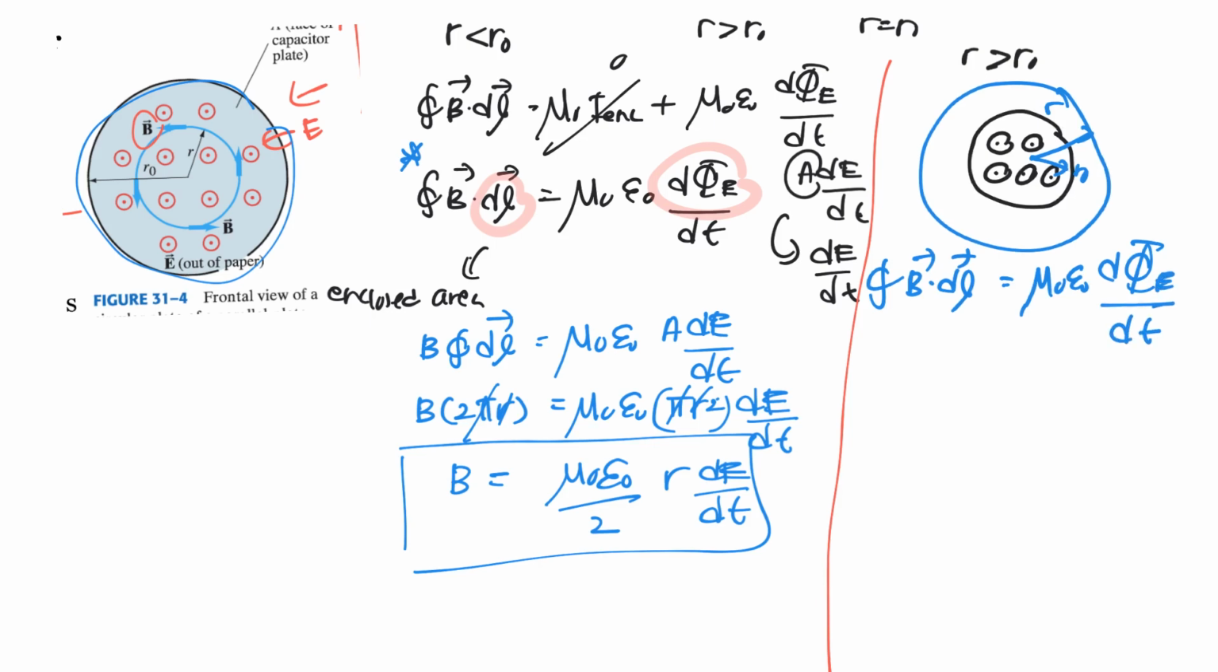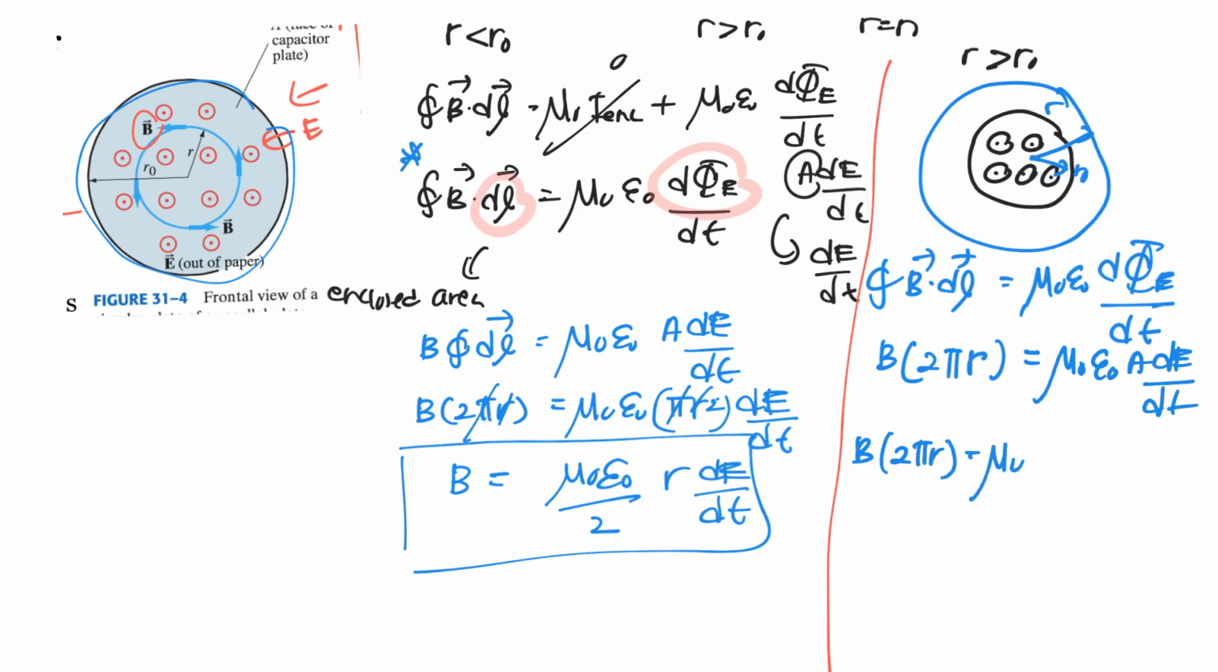Because it's a circular plate, we are going to have a uniform electric field. So here it is going to be 2 pi r, because it's the path that we need to find, equals mu naught epsilon naught area dE over dt. So B times 2 pi r equals mu naught epsilon naught times the area. The area here, like I mentioned before, is the area that has only a change of electric field. So basically, the only region that has a change of electric field is only up to this part.